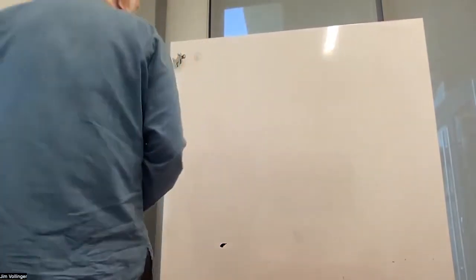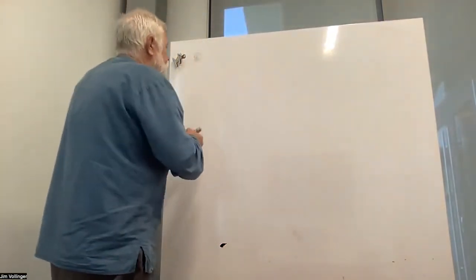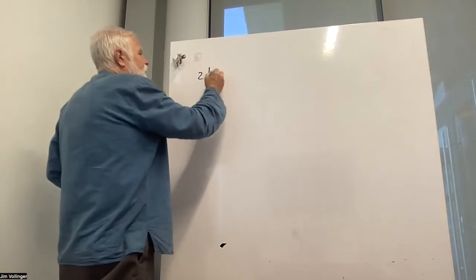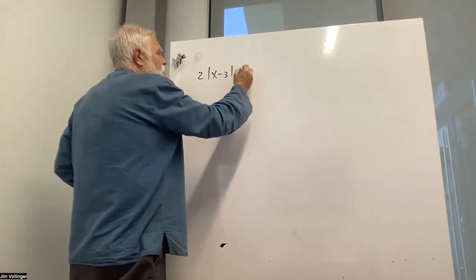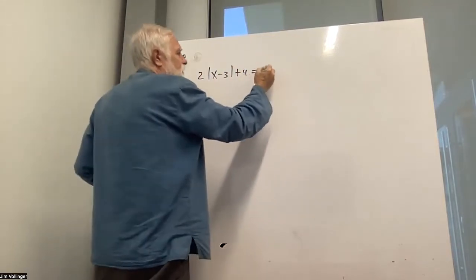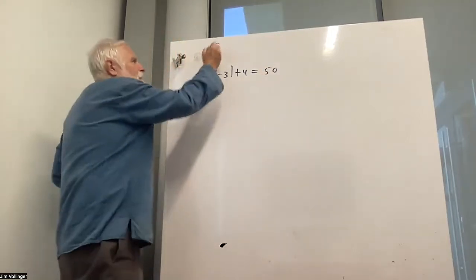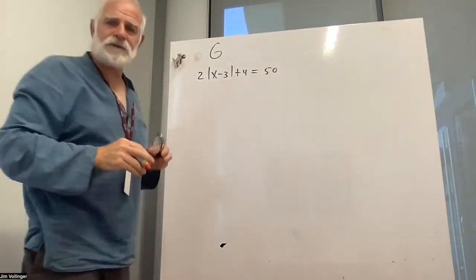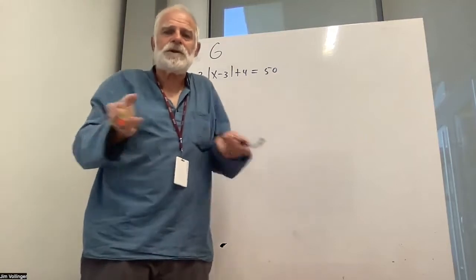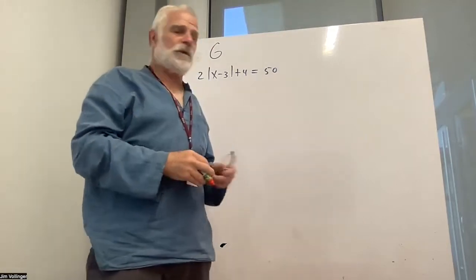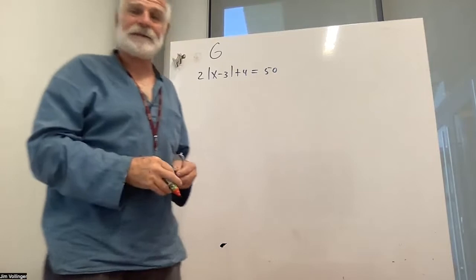So I'll start with an absolute value equation. Let's go with 2 absolute value of x minus 3 plus 4, and let's set that equal to 50. All right, so graphical. Graphical is not actually solution, it's approximations. We just want to get a sense of when we do the algebra, do the answers make sense?